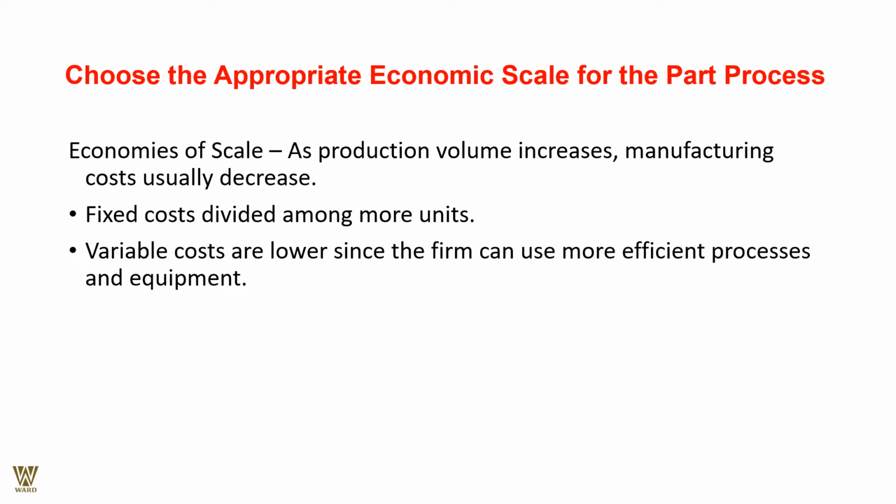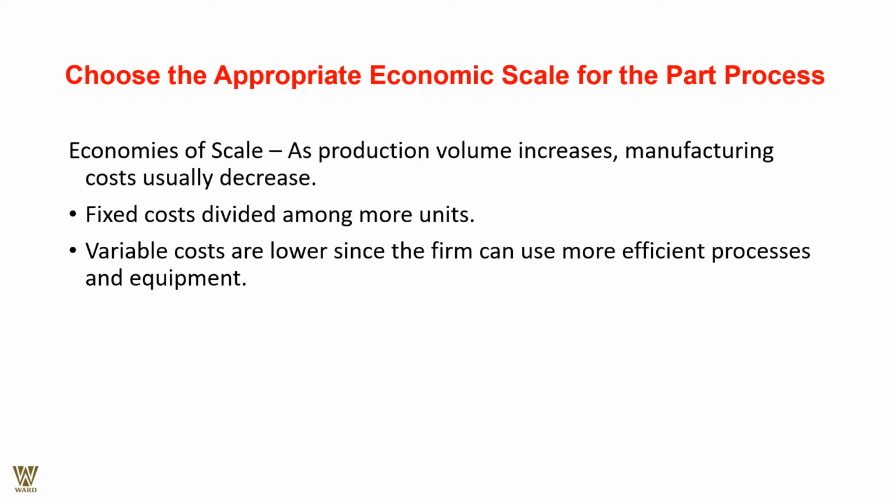Then comes choosing the appropriate economy of scale as part of the process. Economies of scale means that as production volume increases, manufacturing cost usually decreases. If you are producing in huge numbers, the variable cost becomes much lesser and the fixed cost gets divided by the number of units produced. If a large number of units have been produced, the fixed cost per unit will actually reduce altogether.